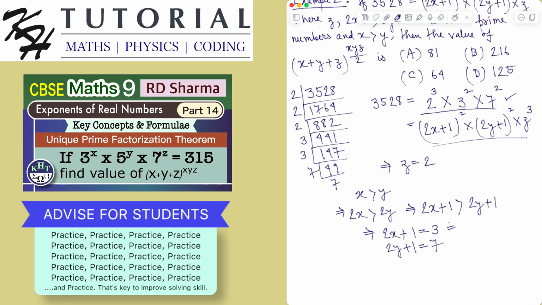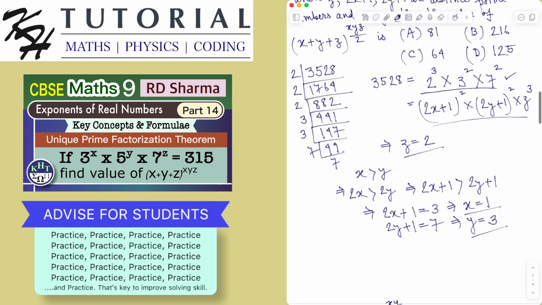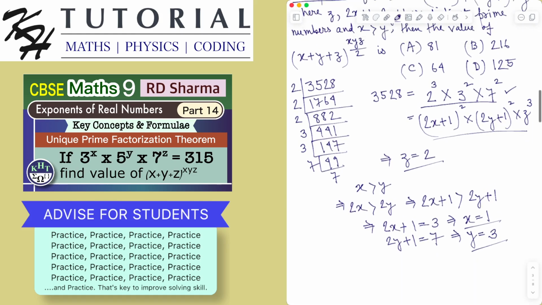Clearly 2x plus 1 equals 3. Solving this linear equation, we will get x equal to 1, and solving 2y plus 1 equals 7, we will have y equal to 3. So we have x equals 1, y equals 3, z equals 2.